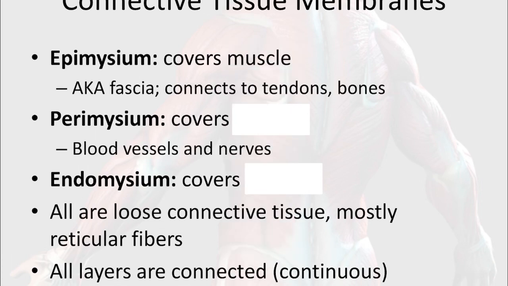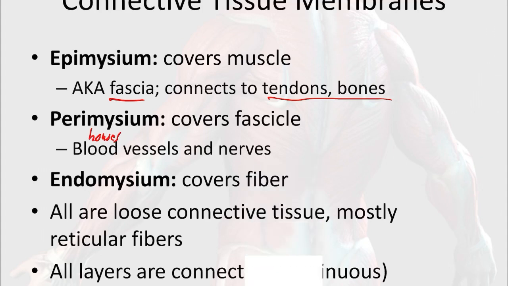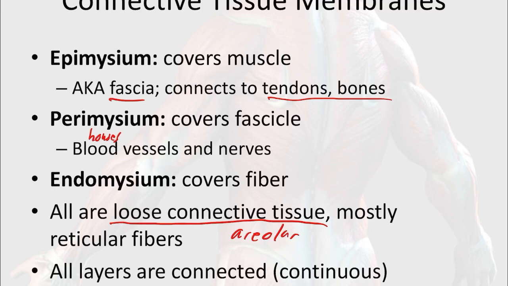The epimysium covers the muscle. Okay, we also know this as fascia. Okay, it connects to tendons and bones. Perimysium covers the fascicles. Okay, that houses blood vessels and nerves. Okay, and the endomysium covers the muscle fiber itself. All are different forms of loose connective tissue. Okay, mostly reticular fibers. So that's areolar connective tissue. All layers are interconnected, and you started to see this in the cats, right, when everything's so interconnected.